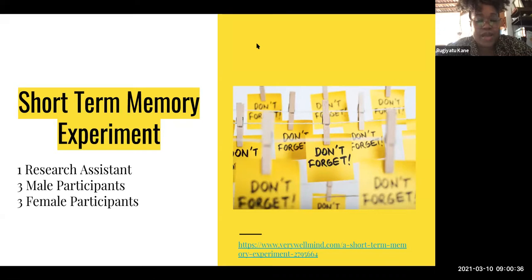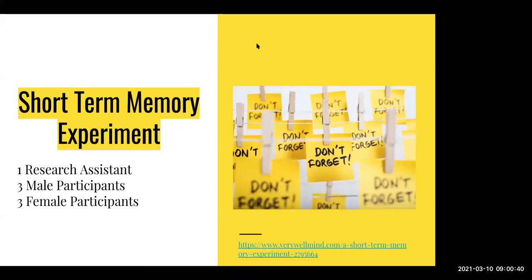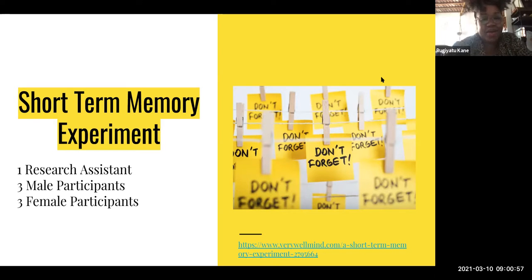Do you want to write your hypothesis in the chat box? When you are done writing the hypothesis, we will conduct the experiment, and then you'll help me record the answers, and we'll do our analysis.